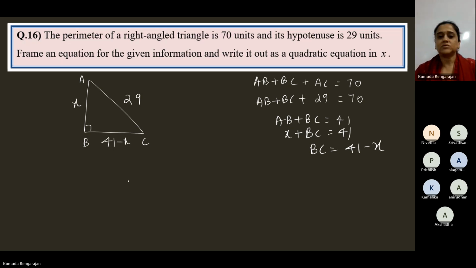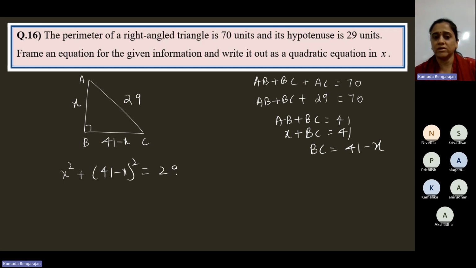Now the equation, using Pythagoras theorem, is X squared plus 41 minus X the whole square is equal to 29 square. You should not leave it like this. You should work and bring the quadratic equation next. Of course, you can solve it and find the value of X, and hence find the legs of the right triangle, since the hypotenuse is given.